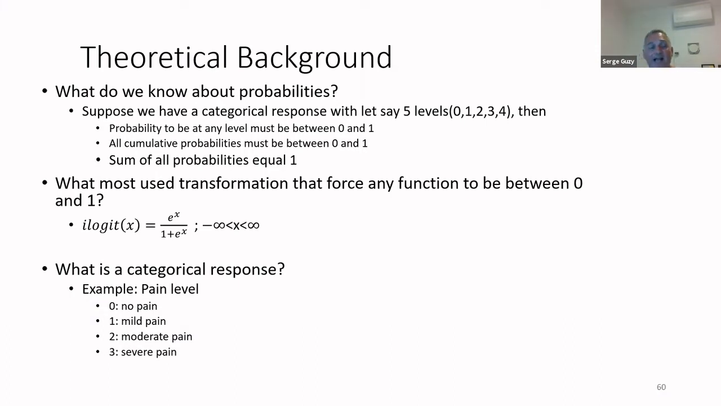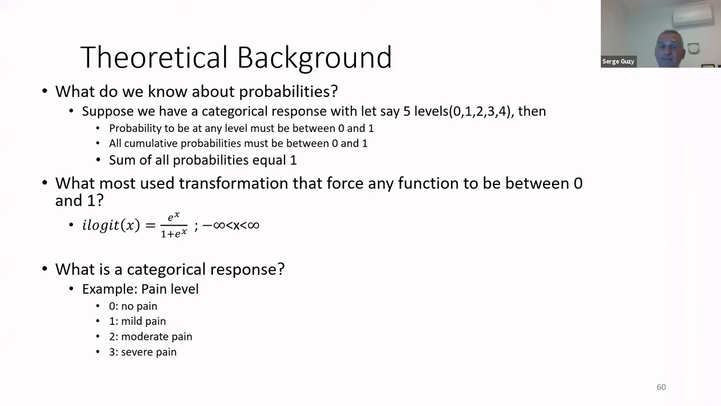If, for example, I'm starting with the severe pain, then I have the probability to be 3. Okay, this is called the marginal probability. Then if I'm talking about the first level of cumulative probability, I'm asking myself, what is the probability to get 3 or 2?